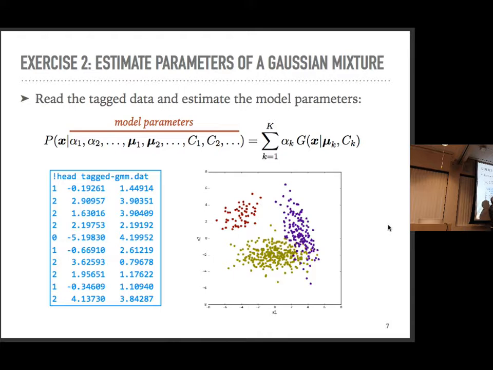And I plotted the data here. You don't need to make this plot. I'm providing it. This is just color coding each of the samples that's in there. What I want you to do is read this file in your notebook and tell me what the model parameters are. So we have alphas, we have mu, and we have c's. There are 3 Gaussians, right? So there are 3 alphas, 3 means, and 3 covariance matrices.